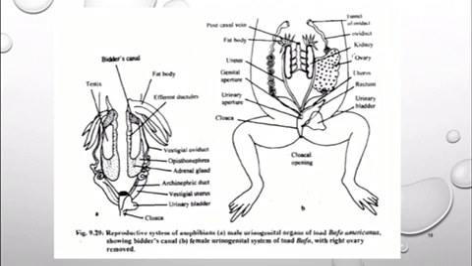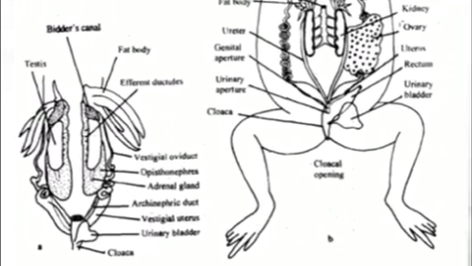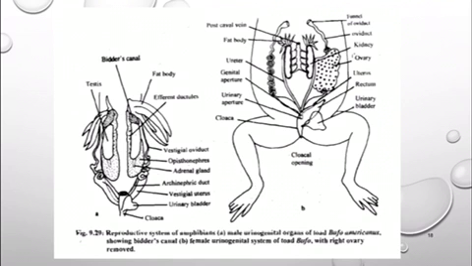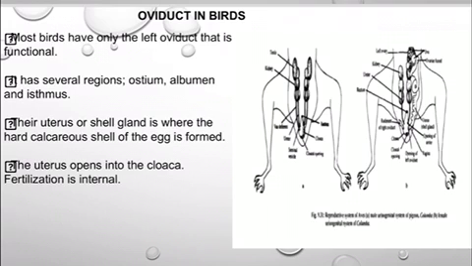Fertilization in amphibians is external. Right here is an illustration of the oviduct in amphibians. So the oviducts are paired organs in mammals, but in crocodiles, lizards, and some fishes, one of the oviducts fails to develop and only one is functional. I said that before. Now the oviduct in birds.